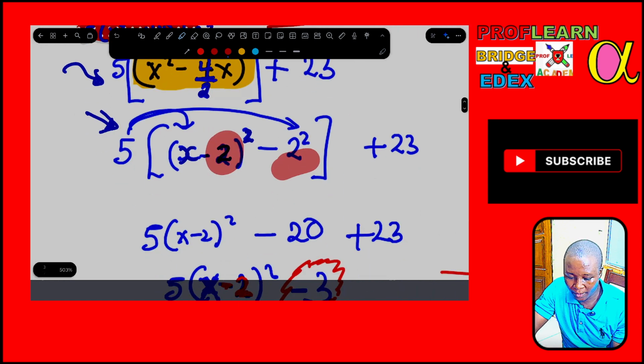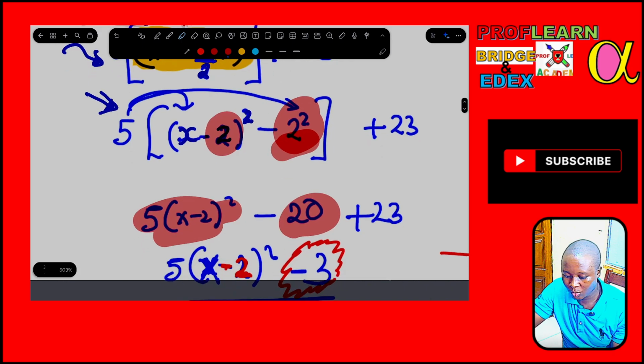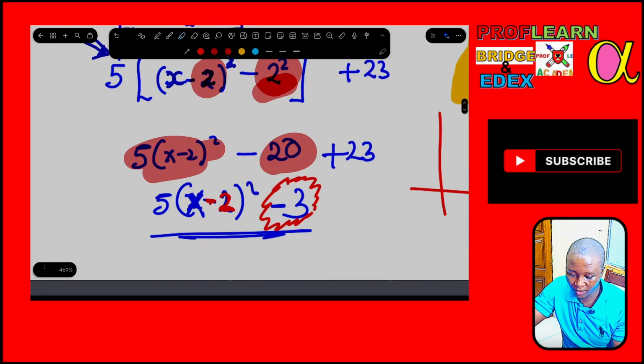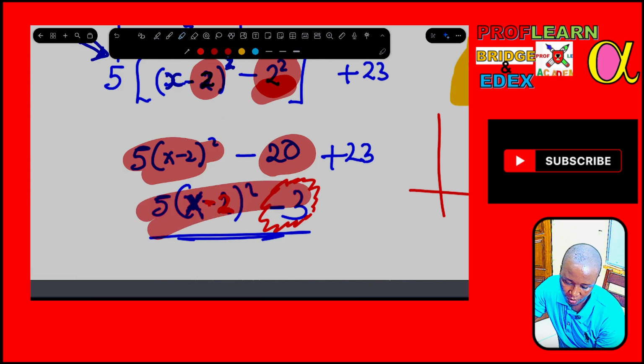Now we open the bracket, 5 times this, you will get this one. And 5 times 4 is going to be 20. Then minus 20 plus 23 is going to give us minus 3. So the final expression for that becomes this.